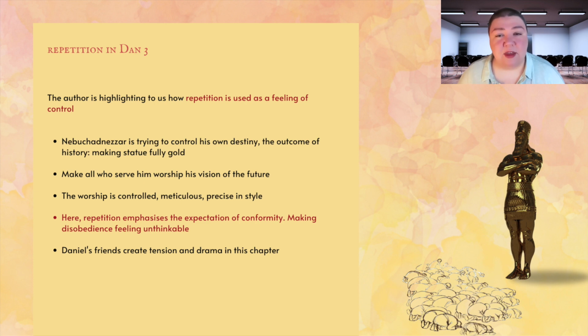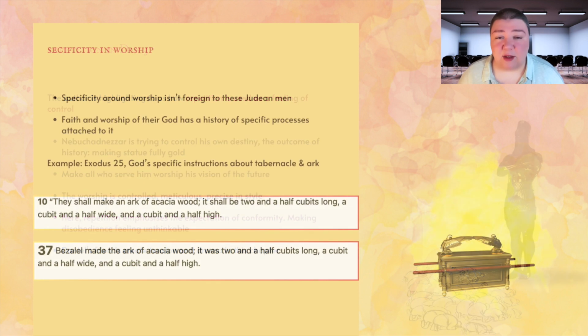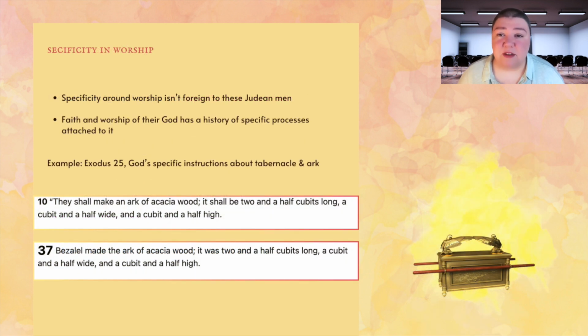Now, if we apply the greater textual context to Daniel 3, we might know that specificity around worship was not new or foreign to these Judean young men. Their faith and worship of their God has a history of specific processes attached to it. In Exodus 25, God gives specific instructions about how the tent where he is to live among his people is to be designed and made, and the making of his throne called the ark.